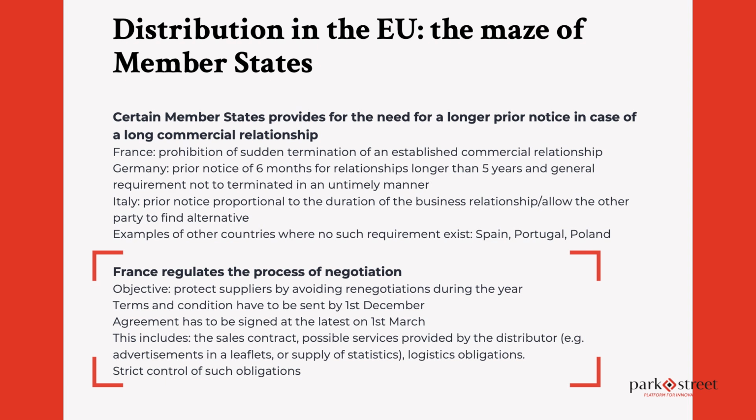So this includes the sales contract, so the price, the type of goods, the quantities, and so on. This applies also to possible services contracts you have with your distributors, and also logistics obligations. So, for example, logistics penalties in case of delays and so on. There is quite a huge framework. I'm not sure I have the time to continue.